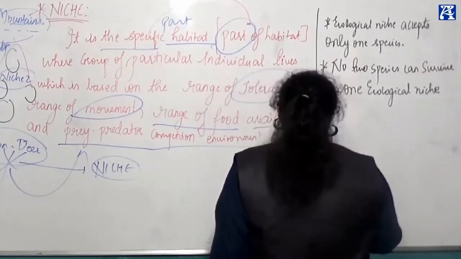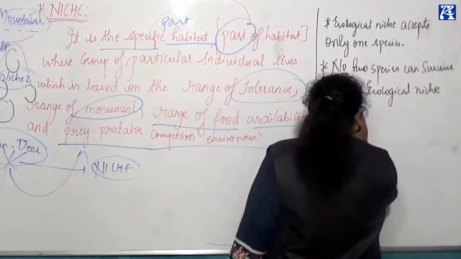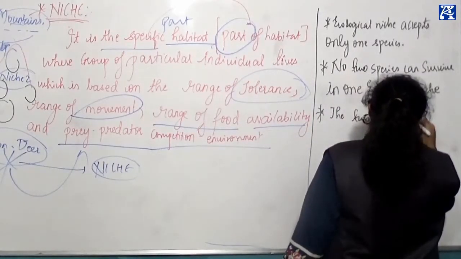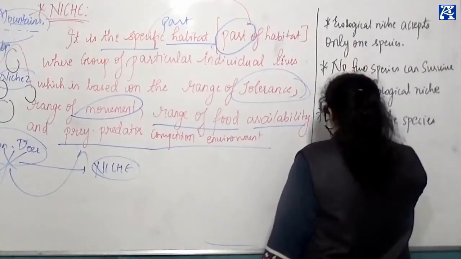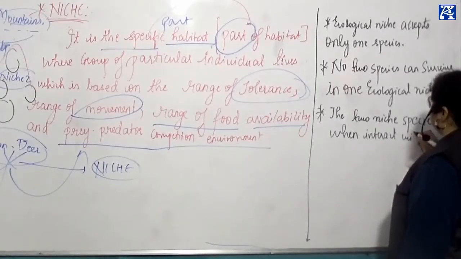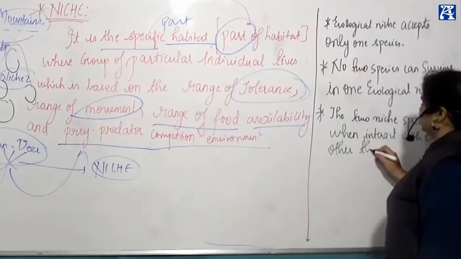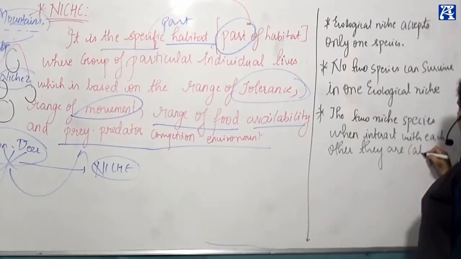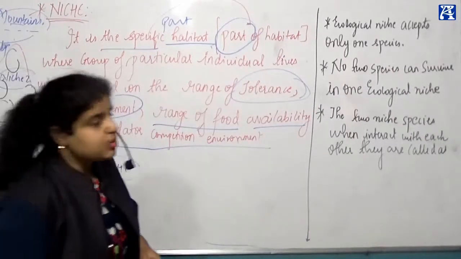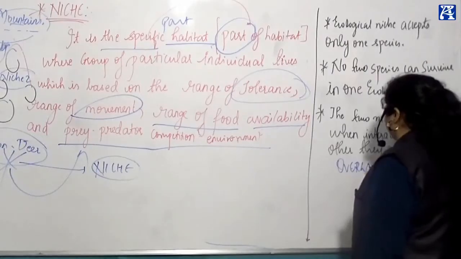Clear? Next point is also very important, that two niche species, when they interact with each other, they are called as overlapping niche. What are they called as? They are called as overlapping niche.